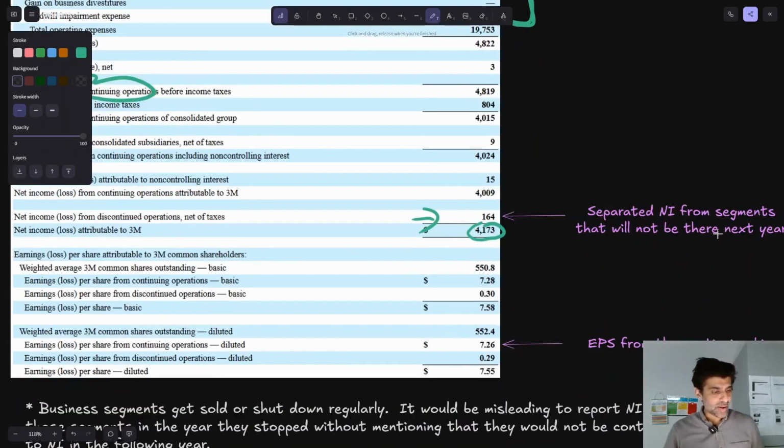They also do something nice where they have the total earnings per share, but they've broken it out between how much of it is from continuing operations versus how much of it is from the stuff that is in the current financial statements but won't be in the future ones. Okay, so again, this will help you see this is really the earnings per share that I need to consider on a going forward basis.